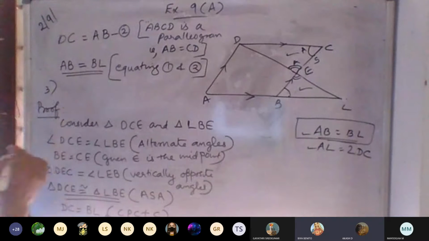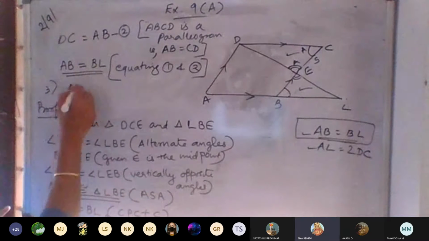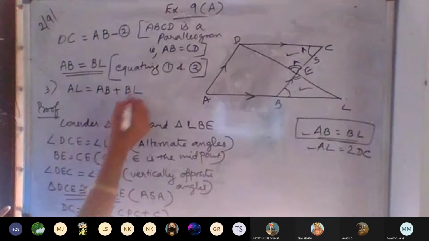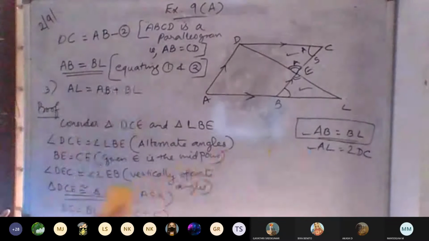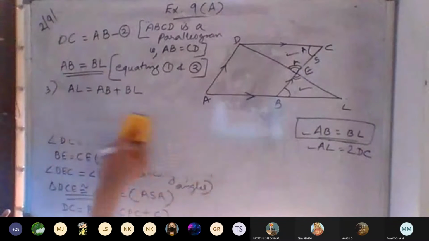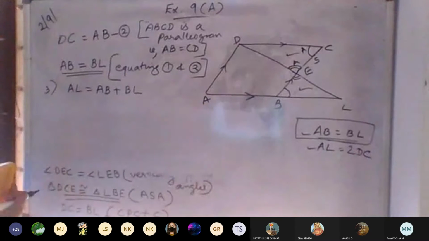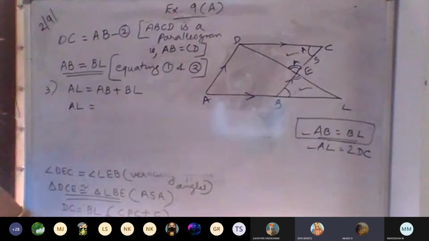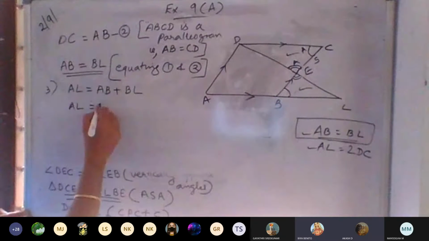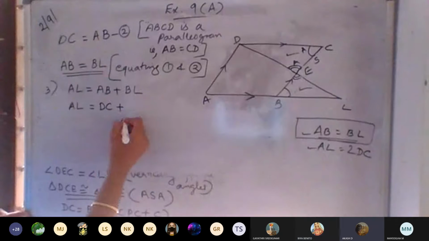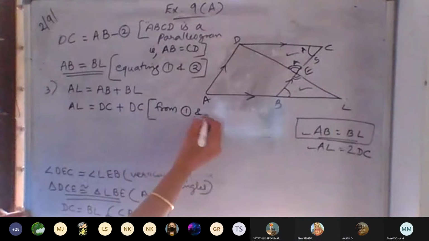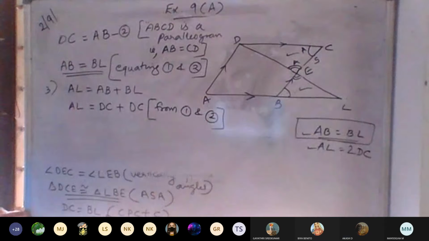AL is equal to 2DC. First you write AB plus BL, that is better. We have to find AL is equal to 2DC, don't write it directly. Write this step: AB plus BL, that is AL is equal to DC plus DC. We can write it as DC plus DC, and we are writing AL from 1 and 2, equating them.